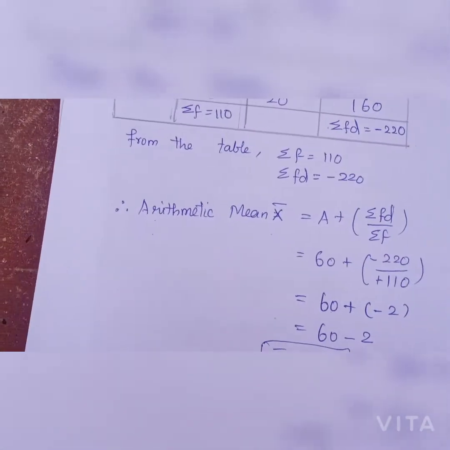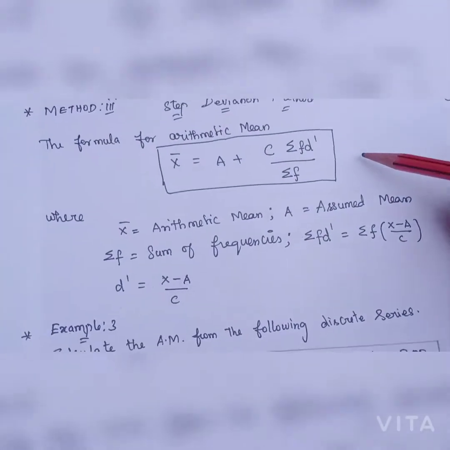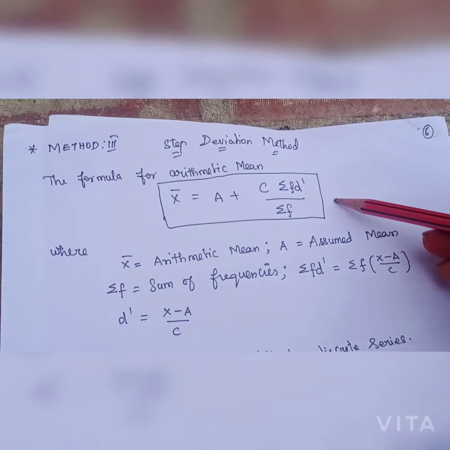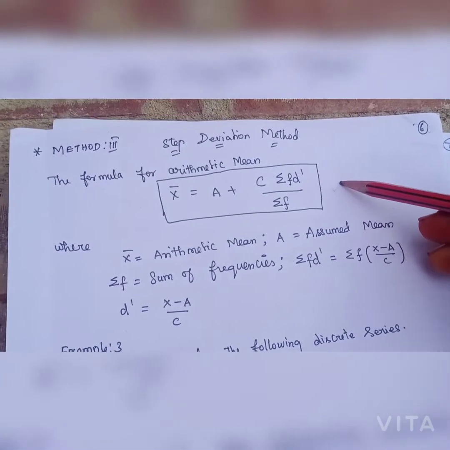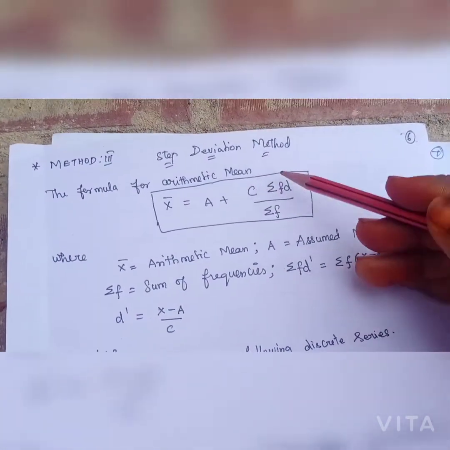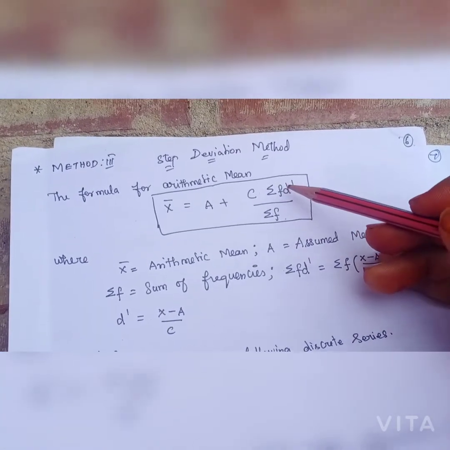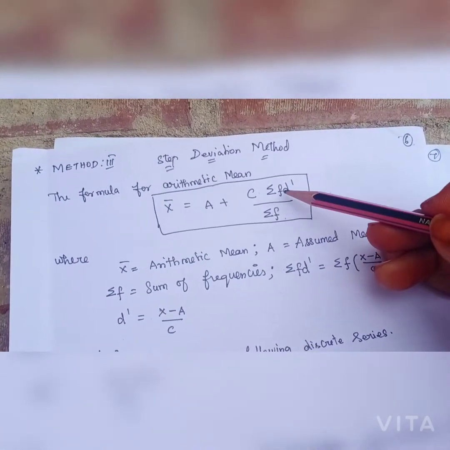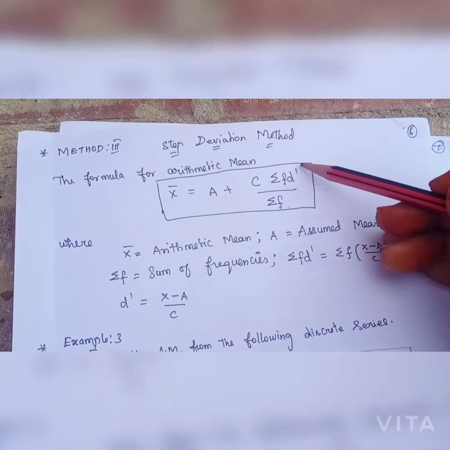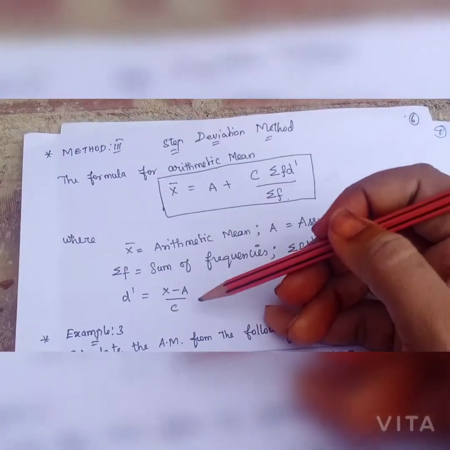Next, method 3, the step deviation method. The formula for the step deviation method: x bar is A plus C multiplied by summation of FD dash divided by summation of F. Here x bar is the arithmetic mean, A is the assumed mean, C is the common difference, summation of F is the sum of the frequencies, and summation of FD dash is the sum of the product of the frequency and deviation. Here deviation means x minus A divided by C.